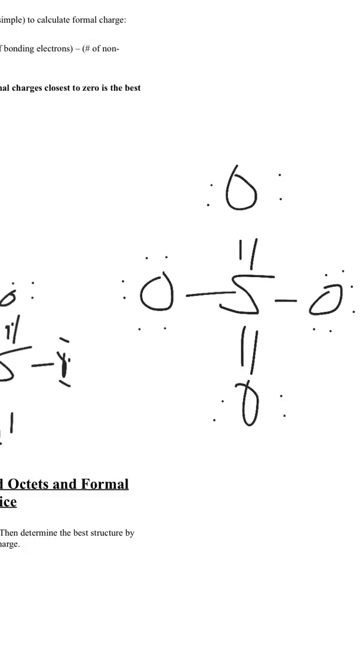So to figure out which one's right, we'd have to go through each structure, calculate the formal charge for each structure, and then figure out which one's closest to 0. You do that now. I'm going to tell you the answer here in a second. Hit pause.